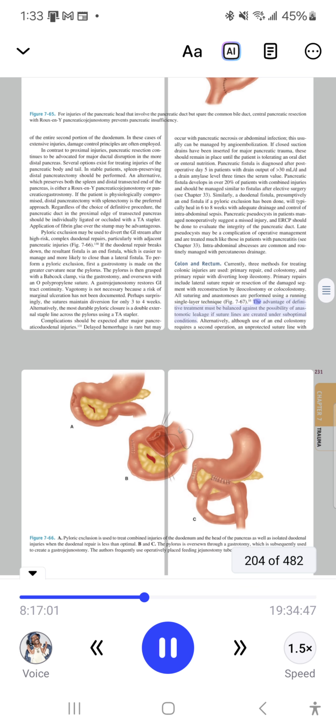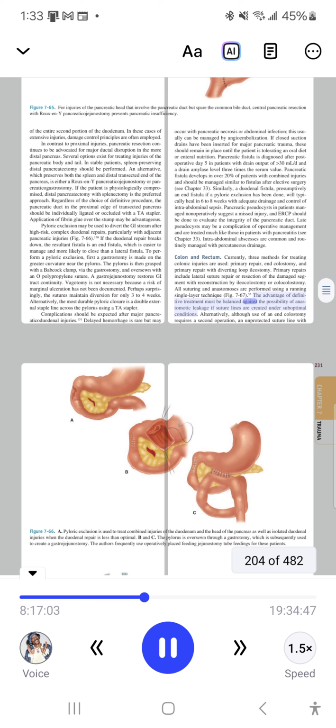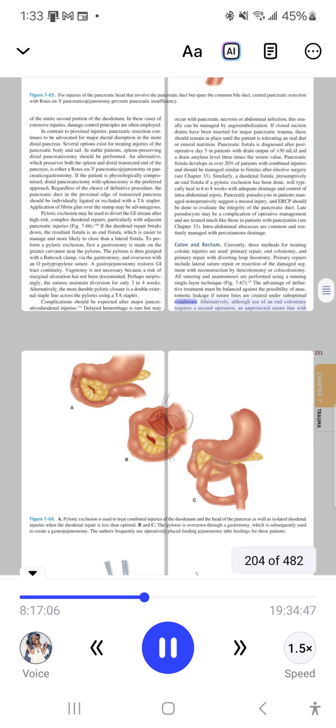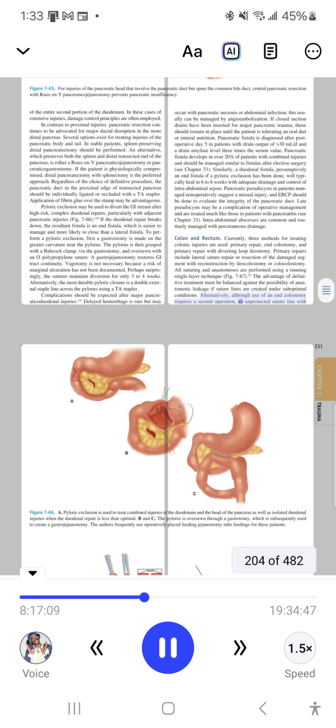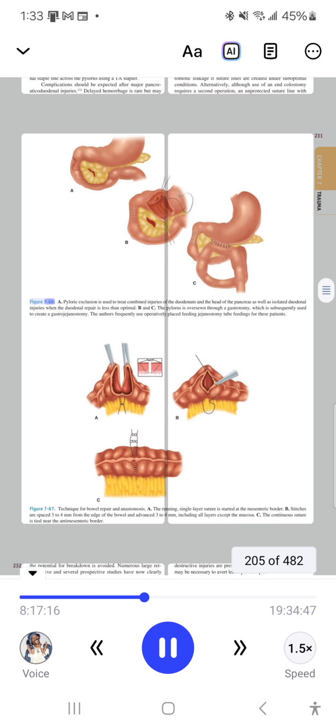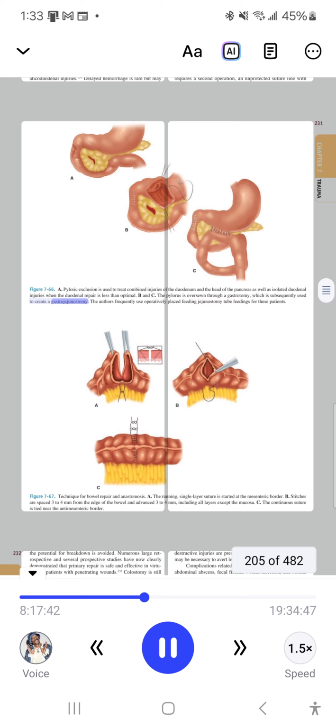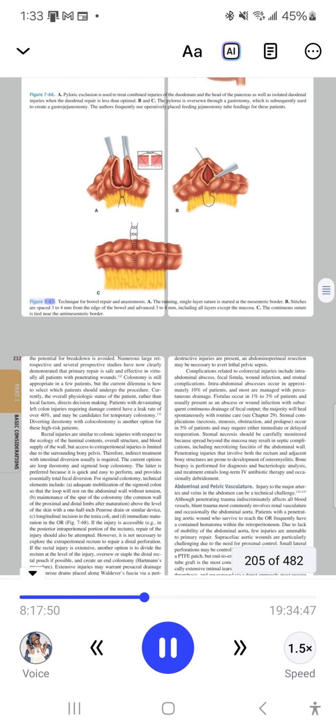The advantage of definitive treatment must be balanced against the possibility of anastomotic leakage if suture lines are created under suboptimal conditions. Alternatively, although use of a colostomy requires a second operation, an unprotected suture line is avoided. Figure 766A. Pyloric exclusion is used to treat combined injuries when the duodenal repair is less than optimal. B and C. To create a gastrojejunostomy, the authors frequently use a stapler. Figure 767, technique for bowel repair and anastomosis.